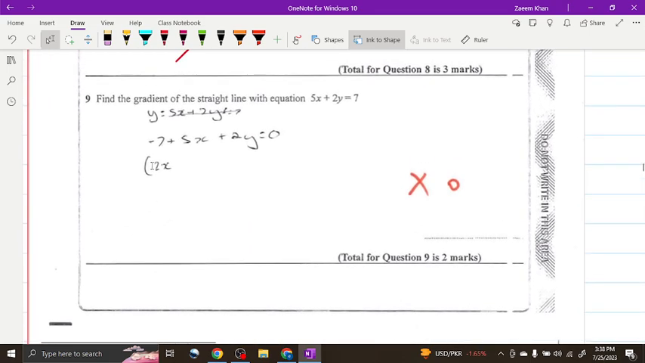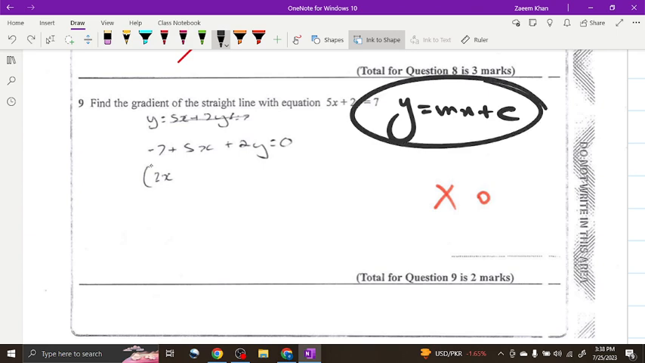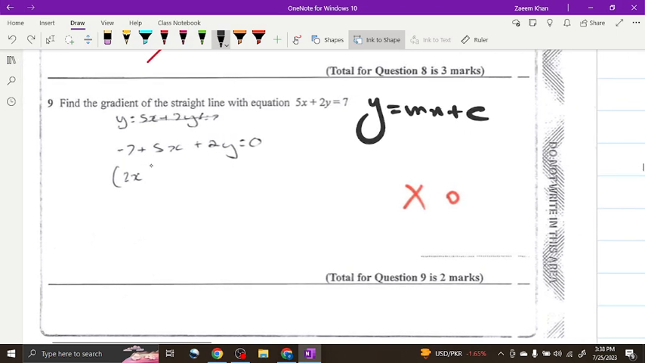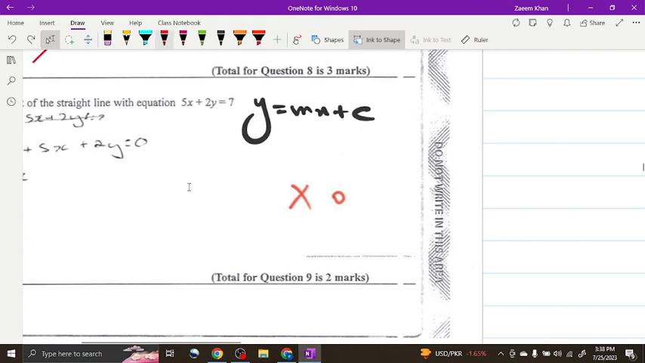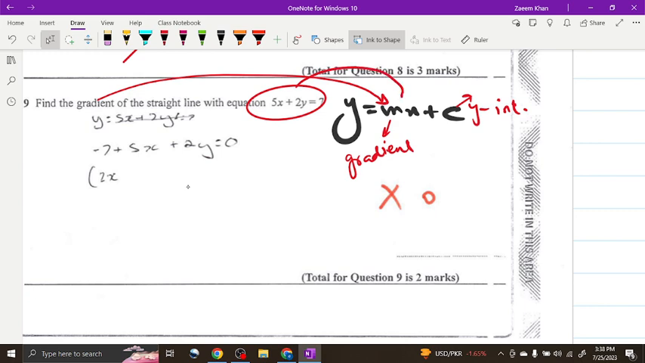Okay. Find the gradient of the line with the equation this. Are you familiar with y equals mx plus c? What does this represent? The gradient and the y-intercept. This guy is called the gradient. This one's the y-intercept. They're asking for the gradient. Can you help me change this equation into this format?